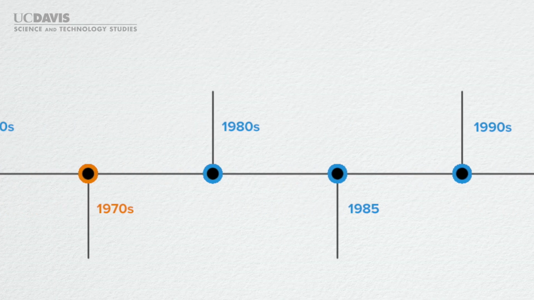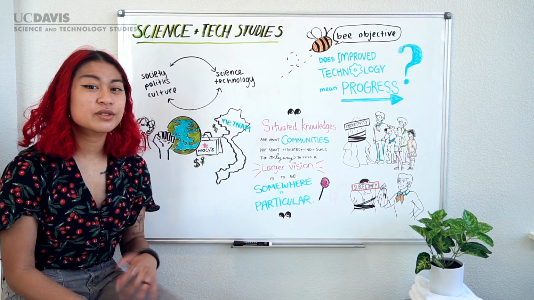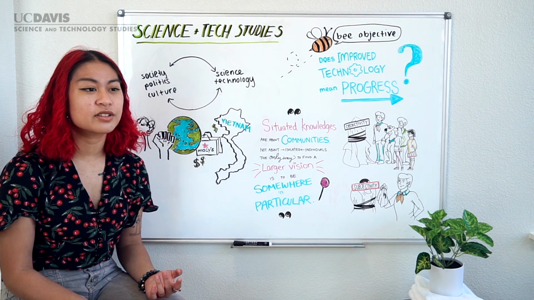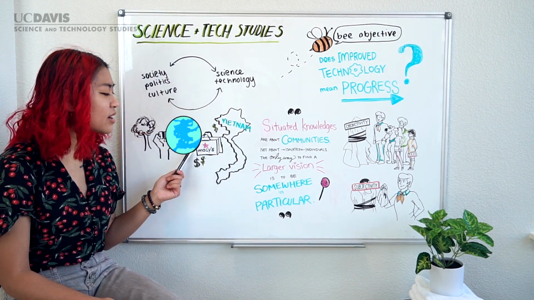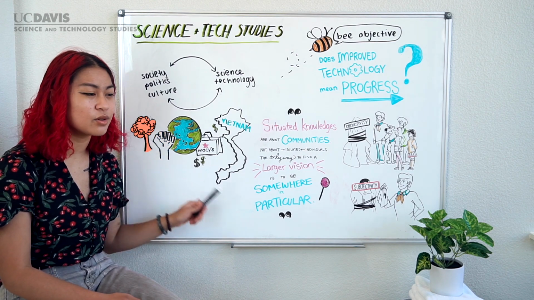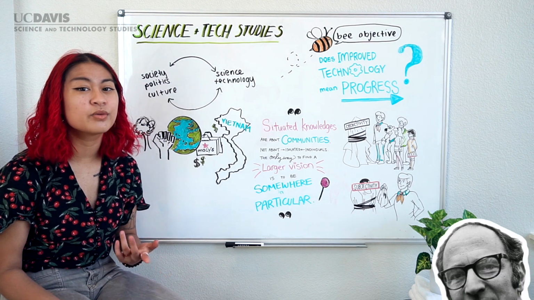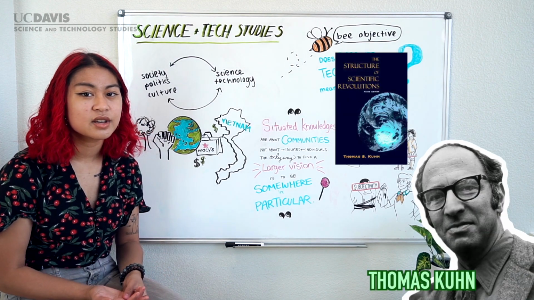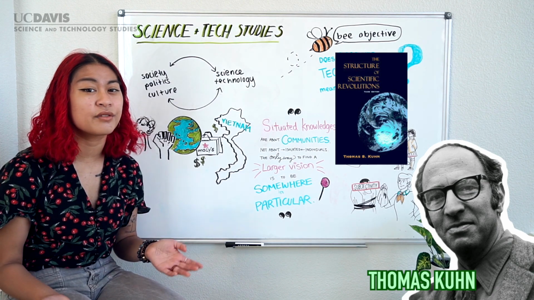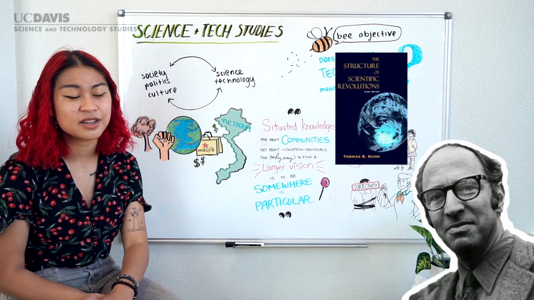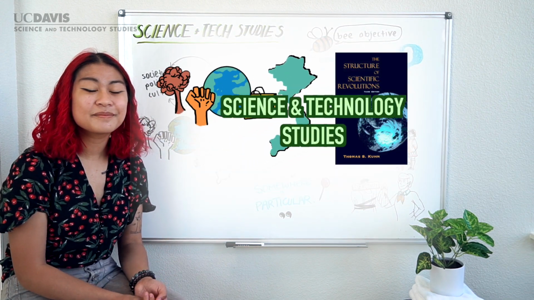STS came about in the 1970s along with other interdisciplinary fields like ethnic studies. This was a result of a growing social consciousness caused by things like the Vietnam War, increased consumerism, environmental awareness, the civil rights movement, and the rise of nuclear power. At the same time, in academia, scholars like Thomas Kuhn, who wrote The Structure of Scientific Revolutions, which would later become a big part of the STS canon, were starting to question the idea of objectivity in science and technology. And those two threads helped weave the field into what we see it as today.